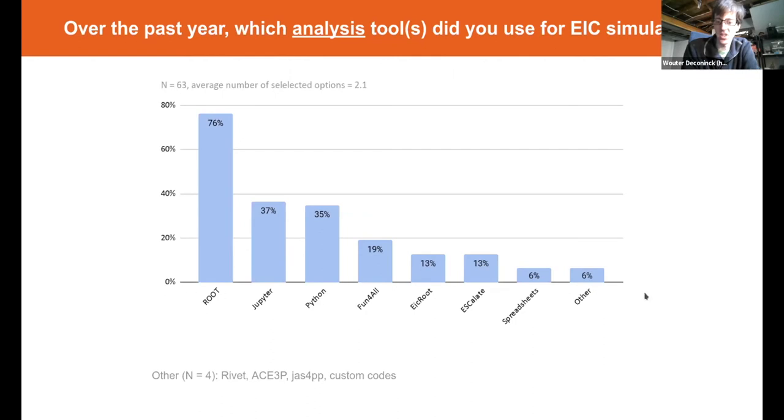And you can sort of see the distribution for the other packages, Fun4All, EICRoot, and then some of the smaller applications. Again, some of the responses were given only once.